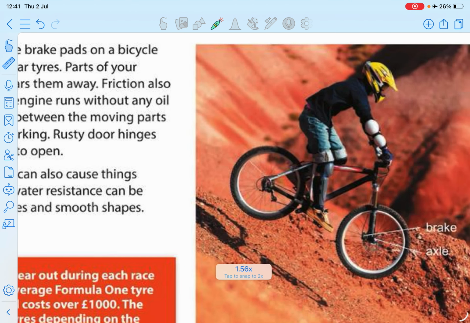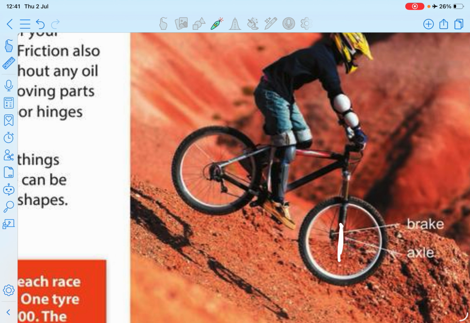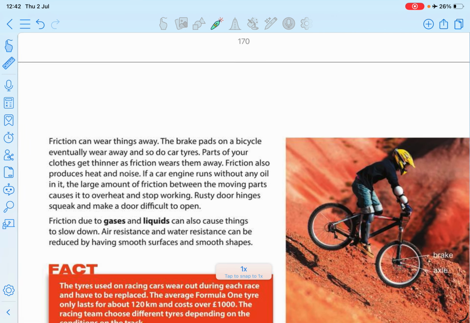And in the bicycle, there are 2 things. In the axle here, there should be less friction. That's why we apply grease or oil there. But in the brakes, the brakes should have high friction, otherwise they will not function. So do not apply grease or oil to the brake pads, because it will decrease the friction.